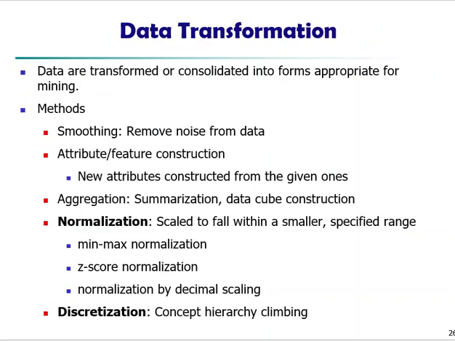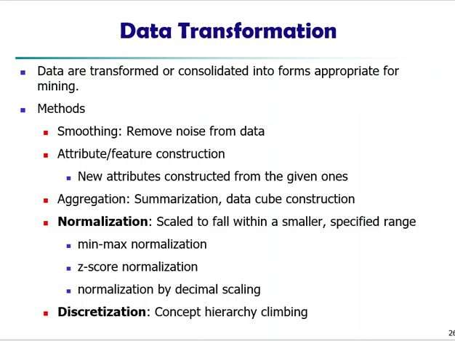So data are transformed or consolidated into forms appropriate for mining. This is the goal of data transformation. We actually have looked at quite a few already. Smoothing, right? Removing noise from data. Attribute and feature construction. Aggregation. We have discussed all of the three. And next, what we're going to discuss is normalization and discretization.